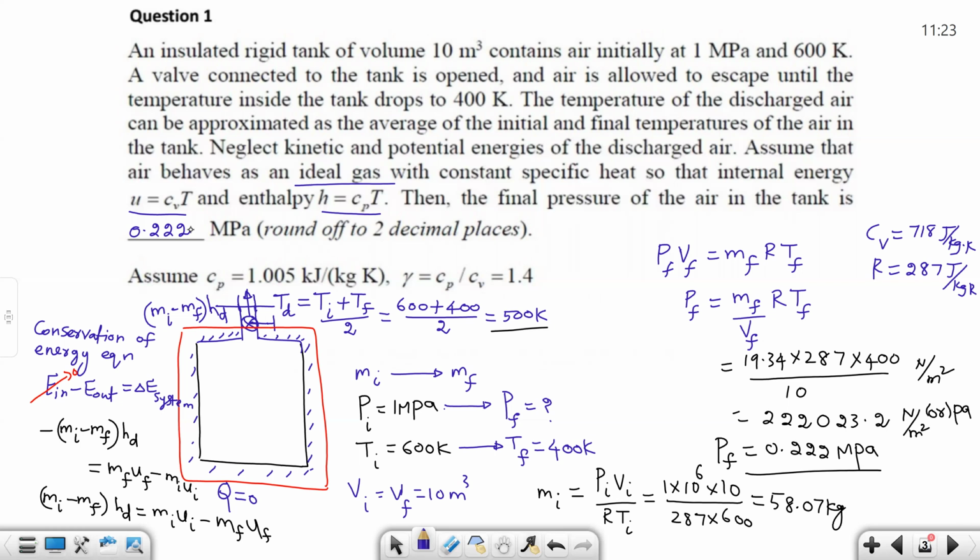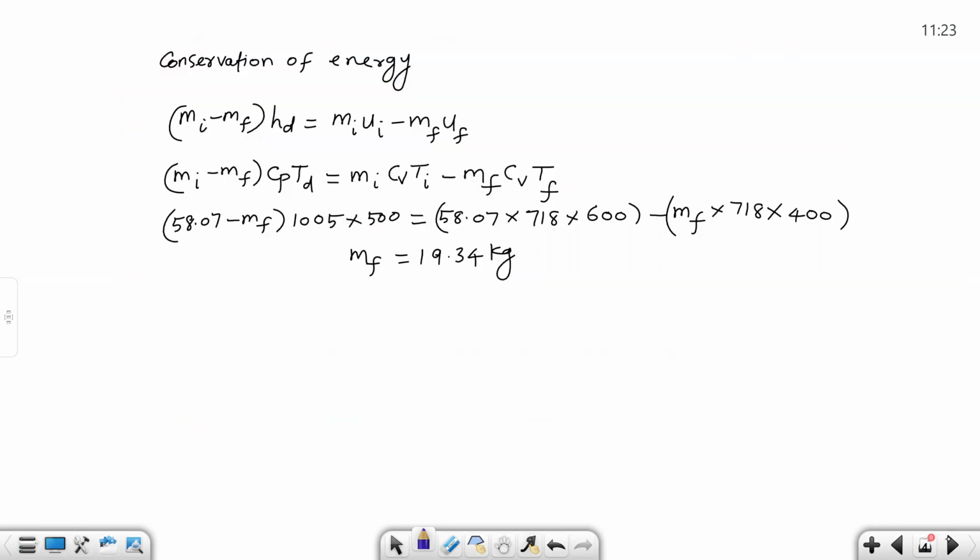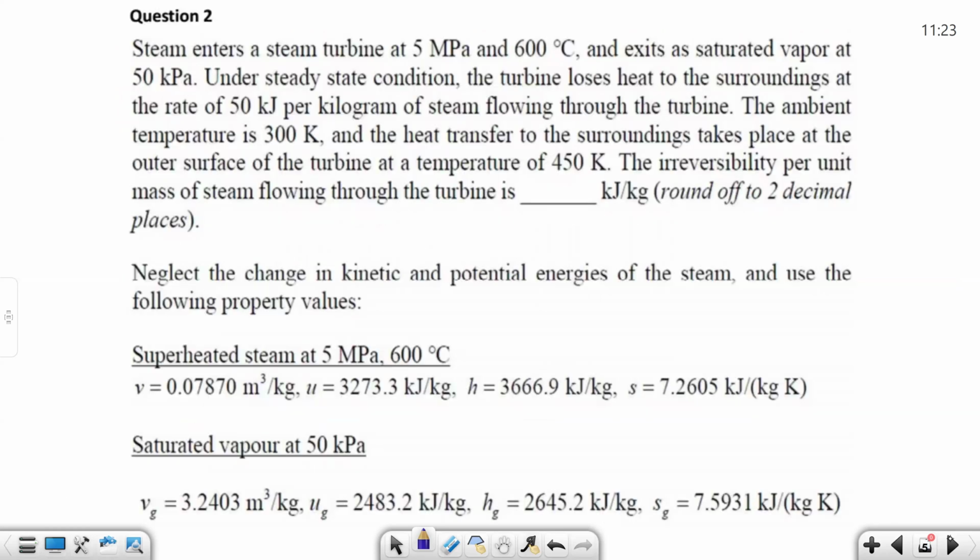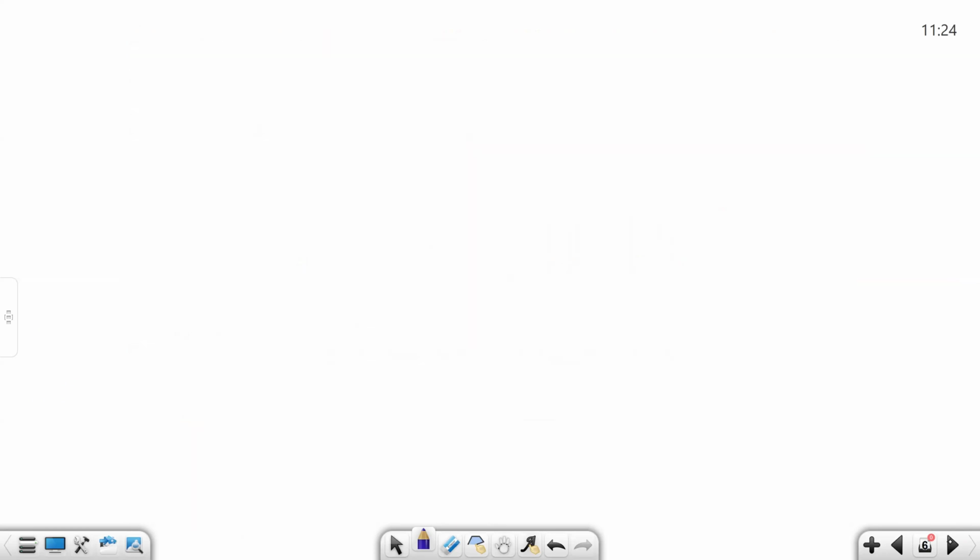So now we move to question number 2. A steam enters a turbine at 5 MPa and 600 degrees centigrade. So this we will do it here. The steam entering a turbine. So turbine will be something like this. So this is the entry point. This is the exit point.